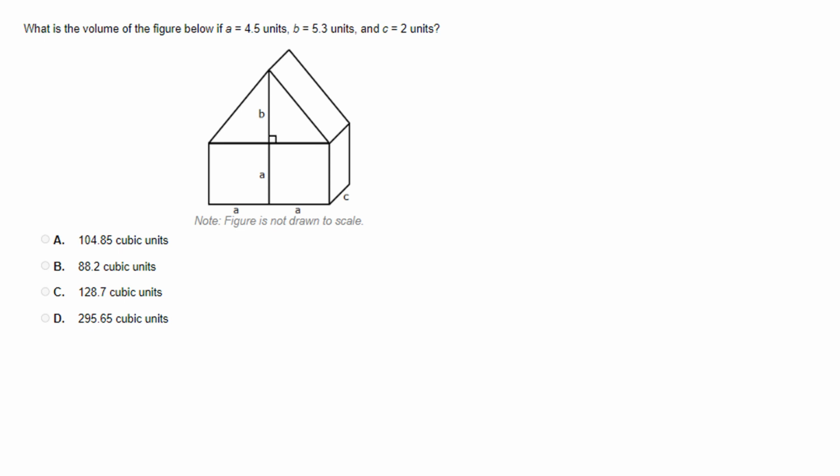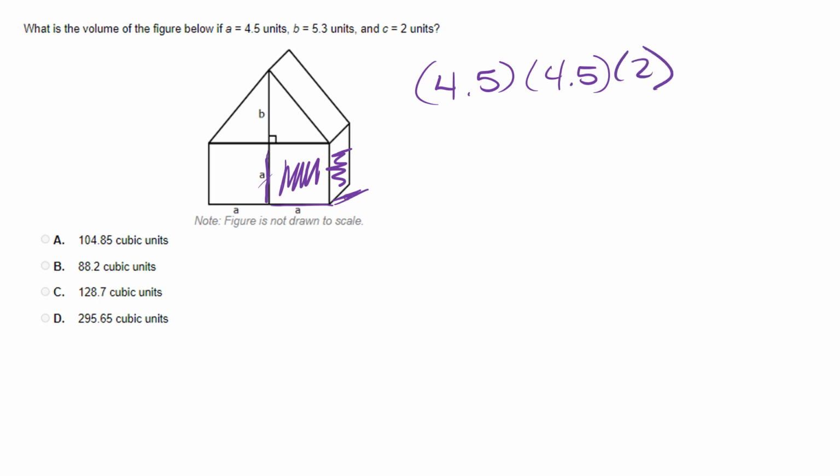What is the volume of the figure below if A equals 4.5 units, B is 5.3 units, and C is 2 units? So what we're going to do is look at this figure right here first. It's a cube. Well, no, it's not. It's almost a cube. So the side length and the bottom are the same, 4.5 and 4.5. And then this back one is C, which is 2.